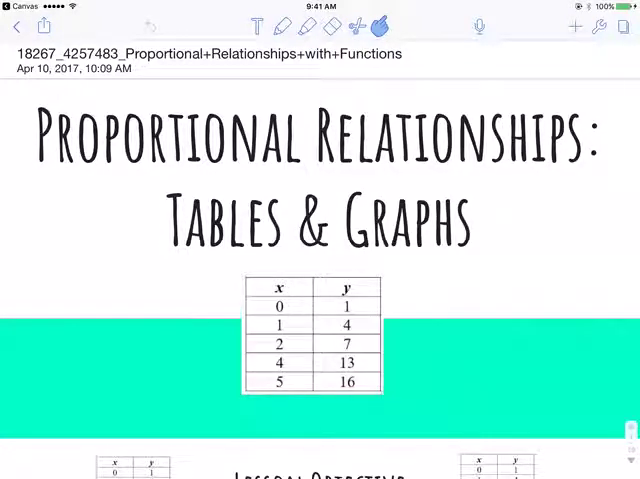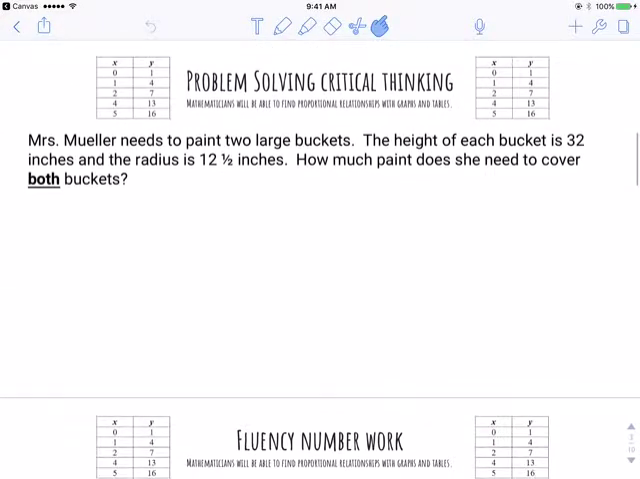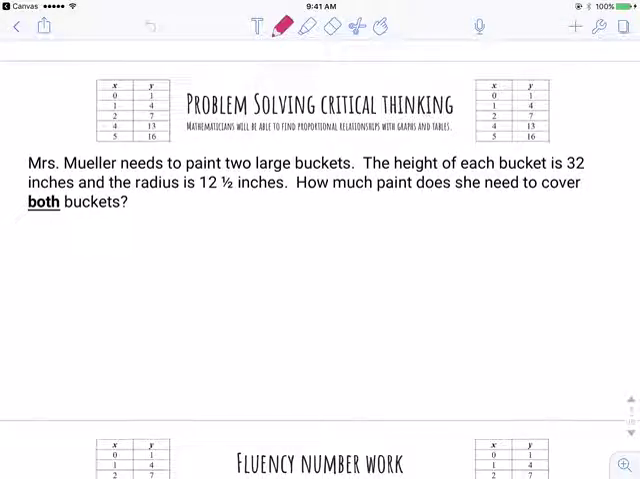All right, so today we're going to be talking about proportional relationships with tables and graphs. So proportions are something we've already worked with, so you should be quite comfortable looking at two fractions set equal to another fraction. And another word that we often use are ratios.